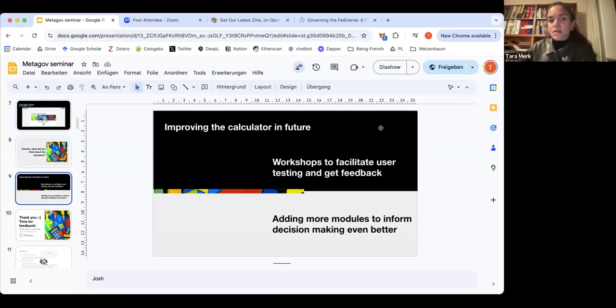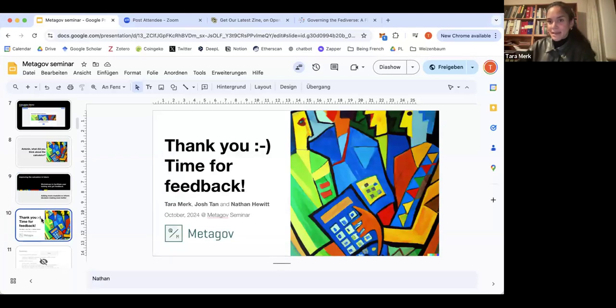And that includes these cost modules that Josh mentioned, but also assessing the value of the project we're talking about, et cetera, et cetera. So that's a little bit in the future for us, and that would have been the end of the presentation. So we've done everything.